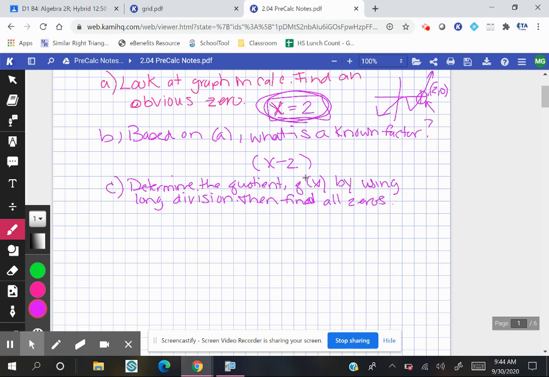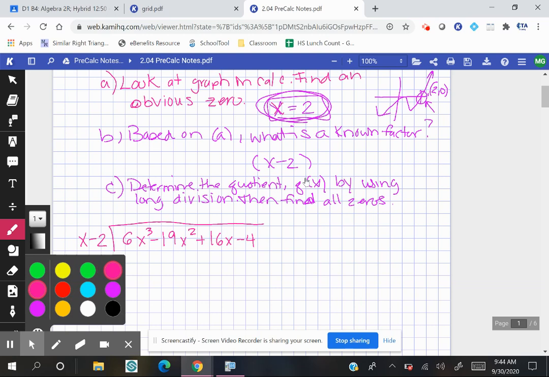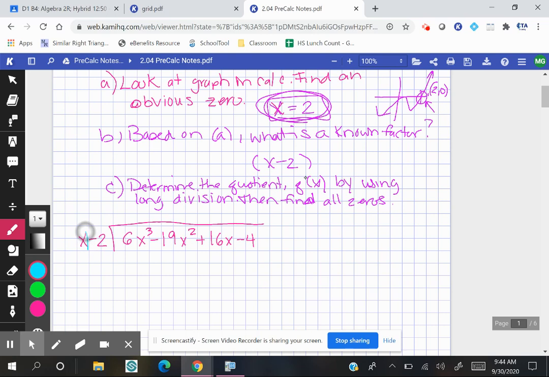Okay, so for long division, we're going to take our original here. So we have 6x to the third minus 19x squared, our original but in standard form, minus 4. And we're going to divide that by our factor, so x minus 2. So you always are dividing by the factor. All right, so next what we're going to do is we're going to look at your x and say, how many times does x go into 6x to the third? Or x times what gives me 6x to the third? Well, 6x squared. So I'm going to find my x squared term right here and write it right above that.